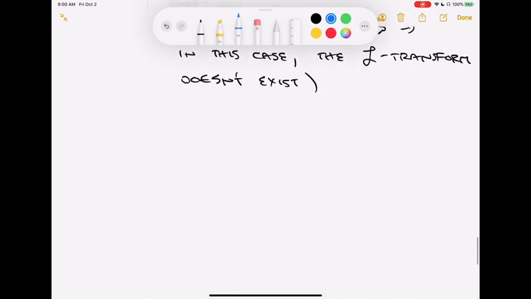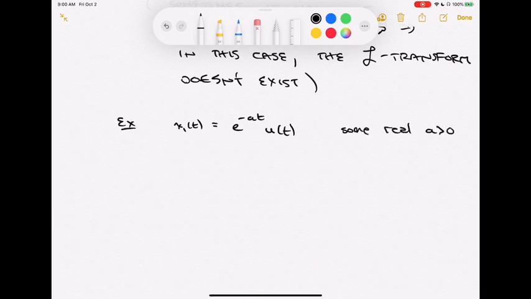I get the feeling that at this point things are getting a little bit abstract, so let's bring it back down to earth and do some actual examples. Let's take a look at a signal x1 of t equal to e to the minus a t u of t, for some real a greater than 0. So this is a causal decaying exponential.